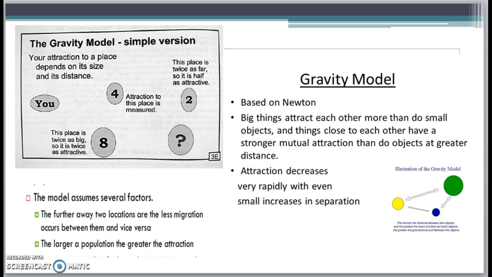Now, this model can be helpful for predicting migration patterns, but just like all of our models, it has limitations. It does not factor in migration selectivity factors such as age or educational level, and human behavior does not always fit, obviously, as we know as humans, in predicted patterns.